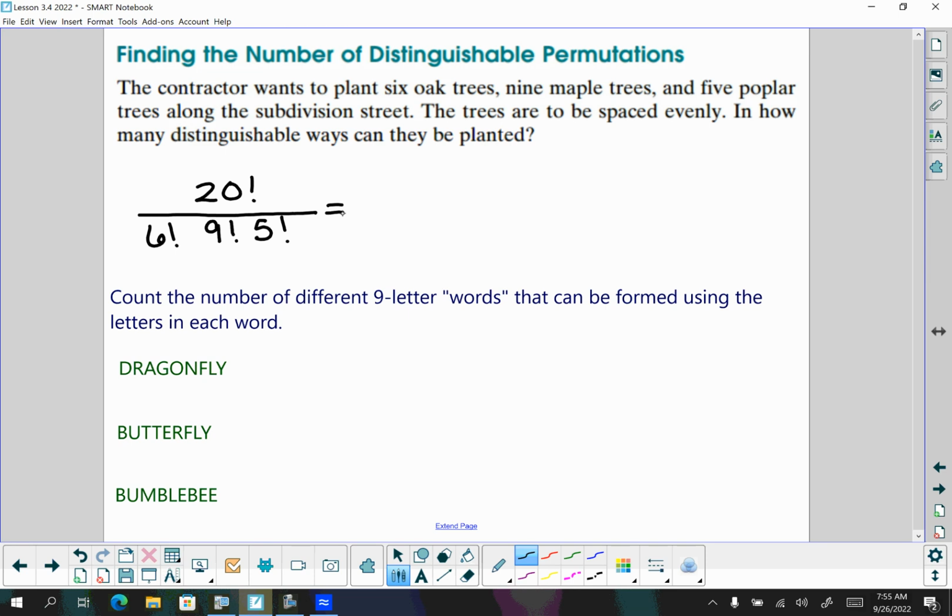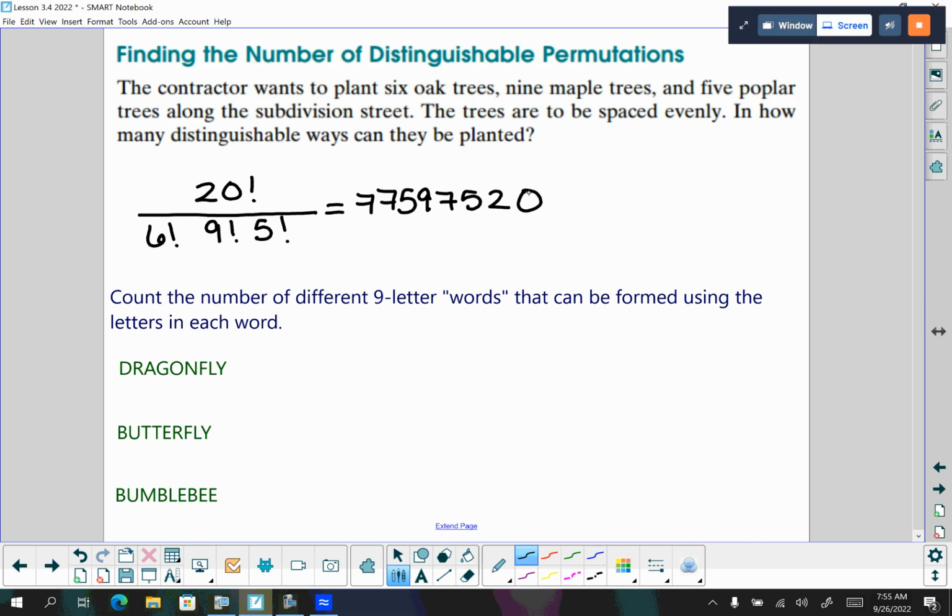Oh, I got still a pretty big number. 7, 7, 5, 9, 7520. Pretty big. Make sure I typed that in right. Didn't miss a number. I think I'm okay.